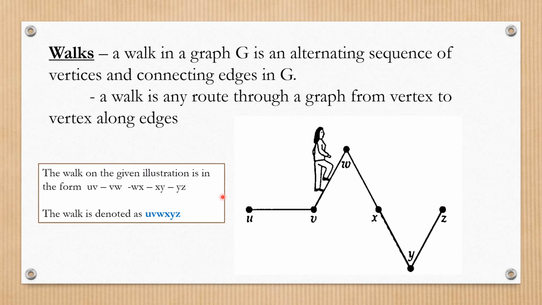So the walk on the given illustration, if we want to walk from vertex U to Z, then our walk is UV, then VW, then WX, XY, then YZ. Or we can simply denote the walk as UVWXYZ. So that is our walk.